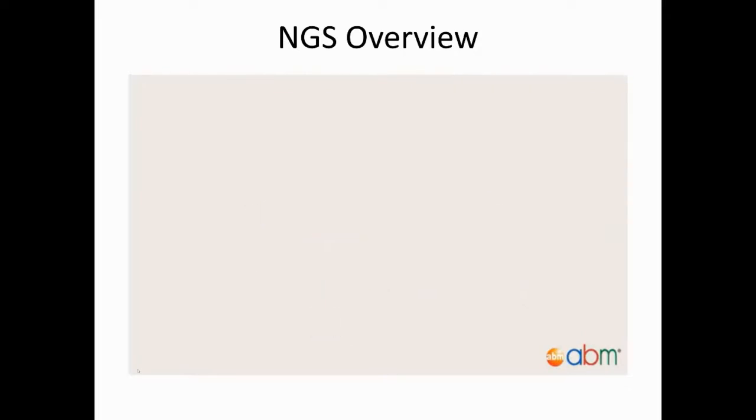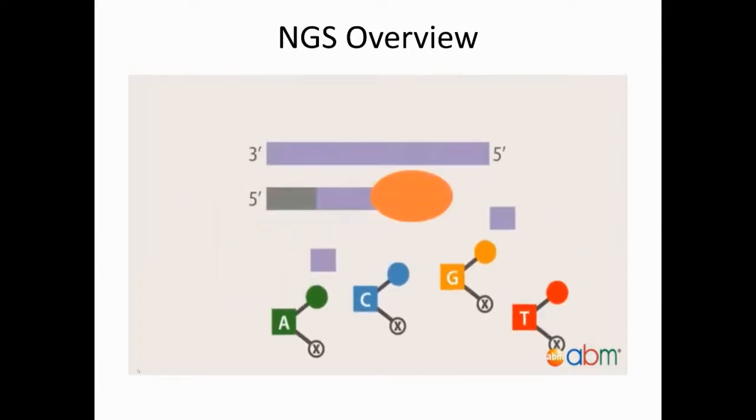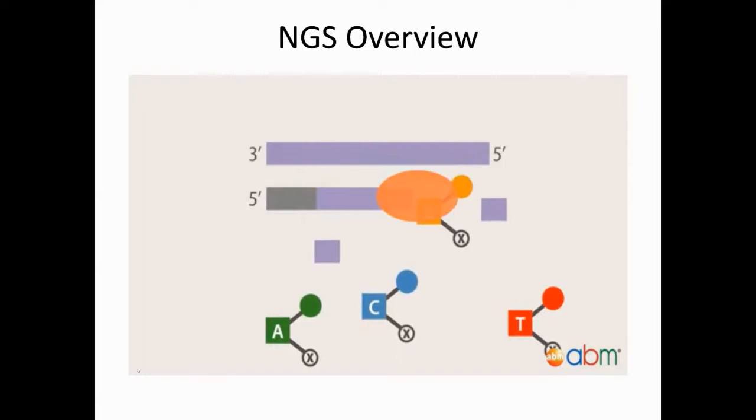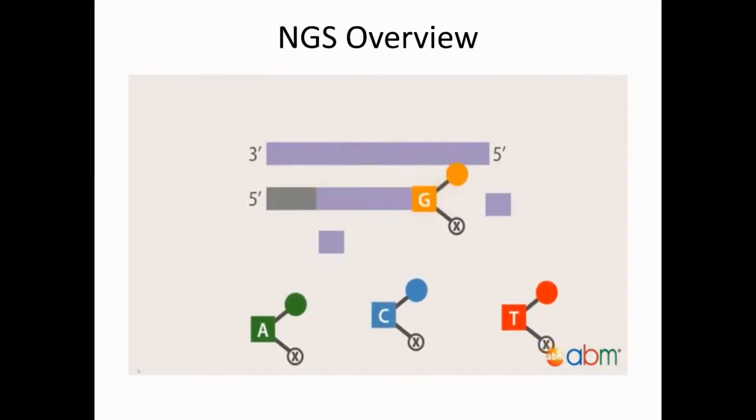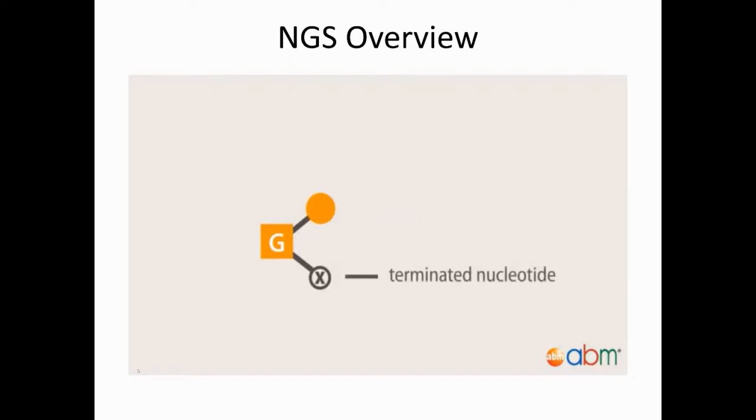Each reaction also contains a mixture of 4 dideoxynucleotides, one for each DNA base. These dideoxynucleotides resemble the DNA monomers enough to allow incorporation into the growing strand. However, they differ from natural deoxynucleotides in 2 ways. 1, they lack a 3' hydroxyl group, which is required for further DNA extension, resulting in chain termination once incorporated in the DNA molecule. And 2, each dideoxynucleotide has a unique fluorescent dye attached to it, allowing for automatic detection of the DNA sequence.